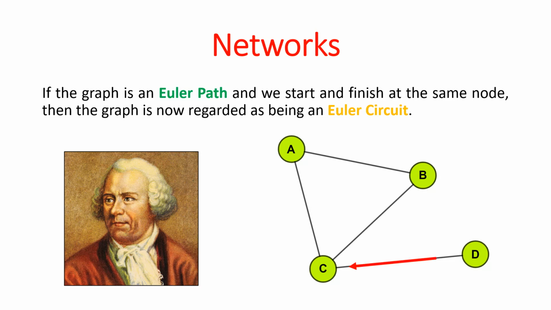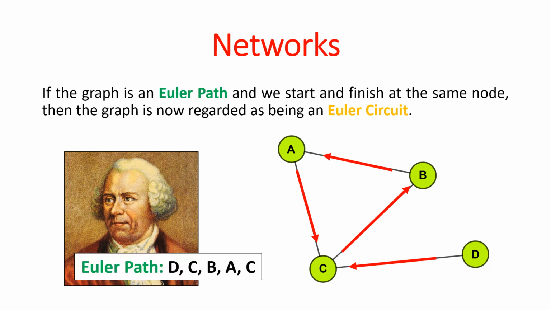So let's do this again. Starting from node D, across to node C, up to node B, up to node A, and down to node C. But we've started at D and finished at C. So although this is an Euler path, it is not an Euler circuit.